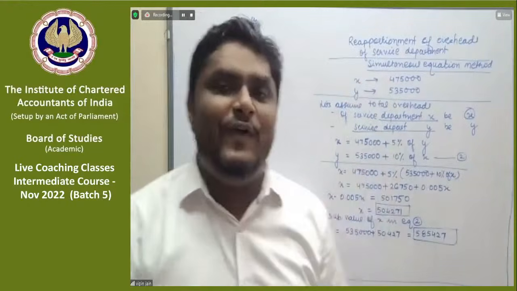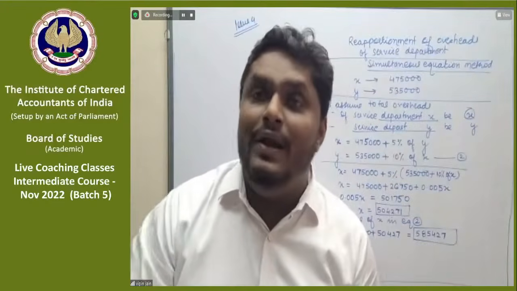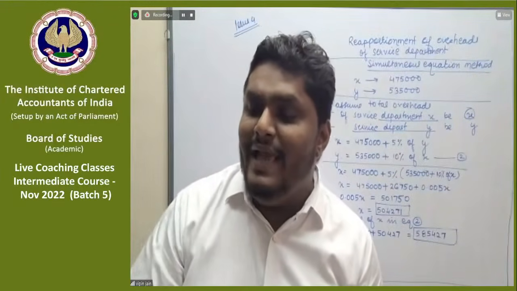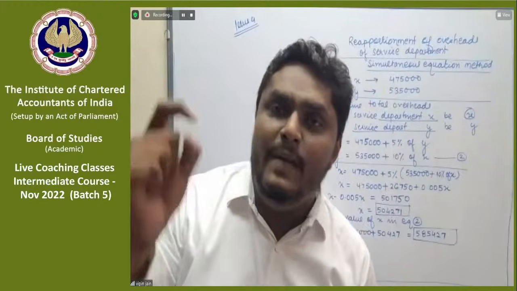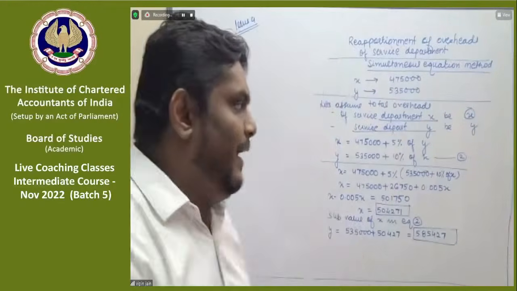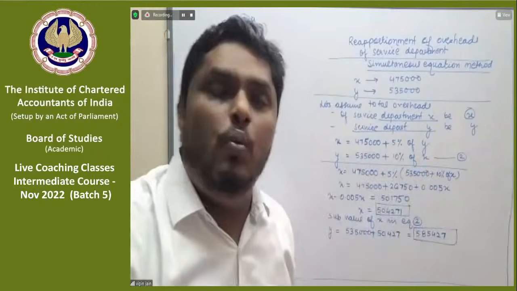Further, 5,35,000 plus certain percentage of x is distributed to y. Now let's check service department x. X is providing services to y department and 10% overheads will be apportioned to the Y. It means what? 10% of X will be apportioned to whom? Y.